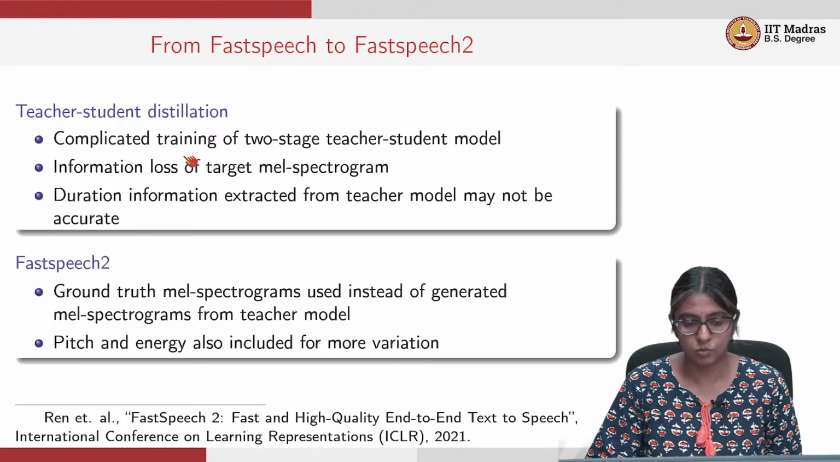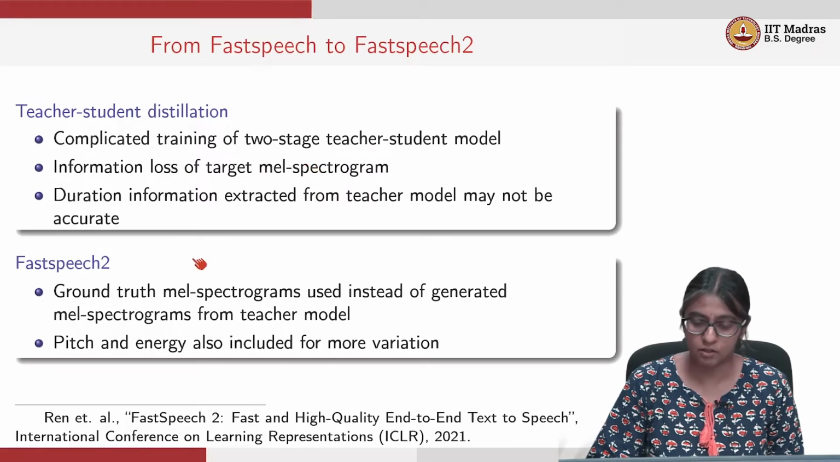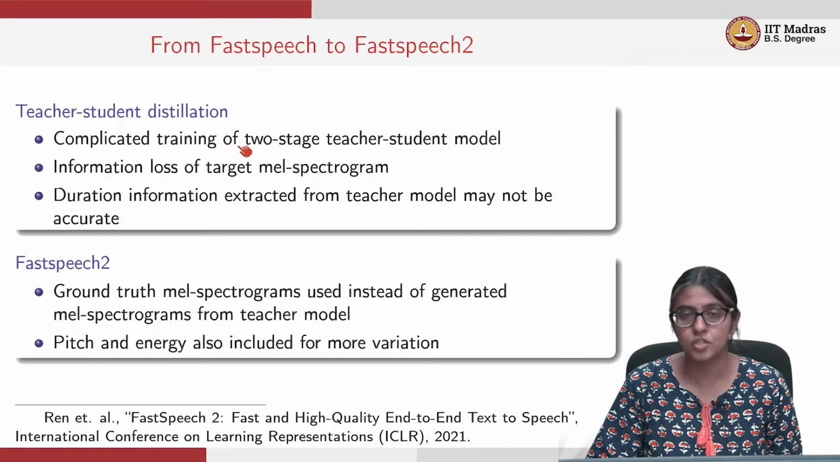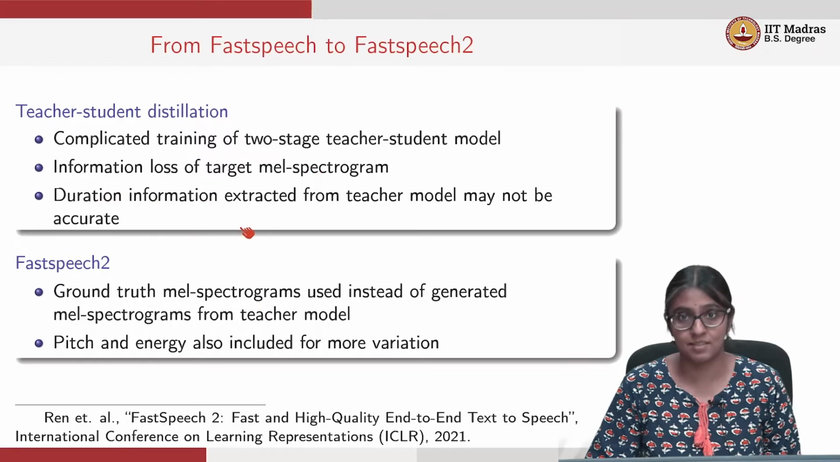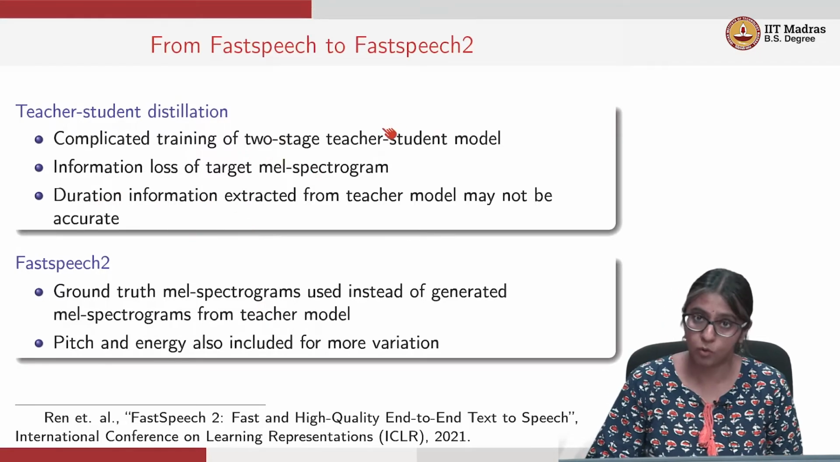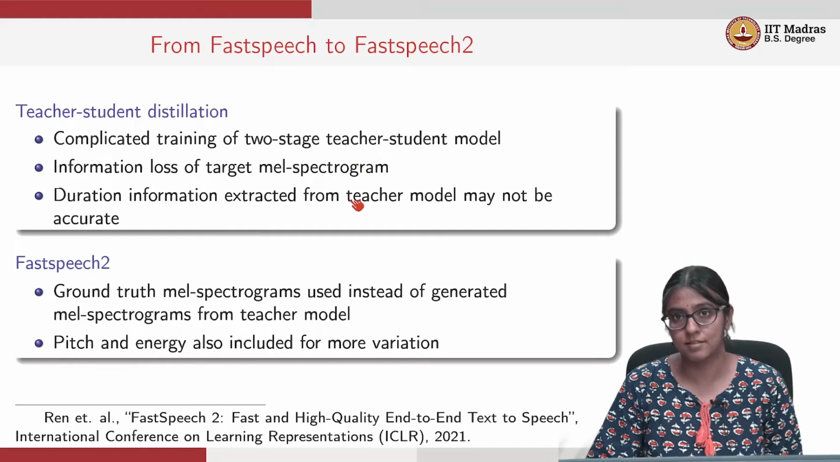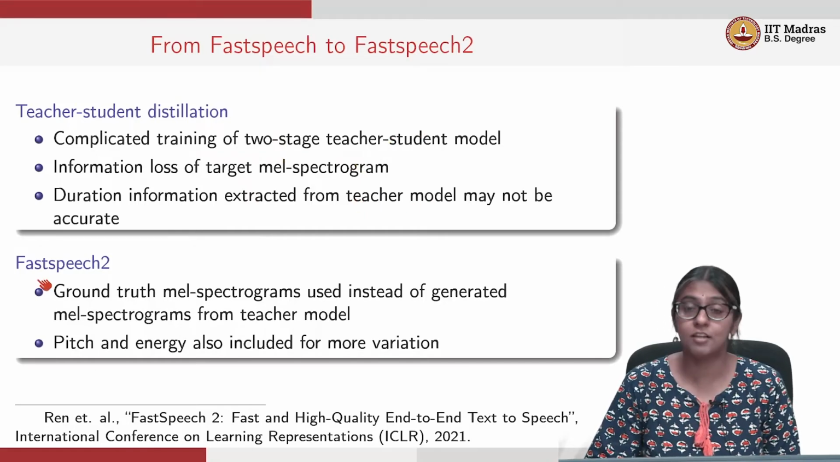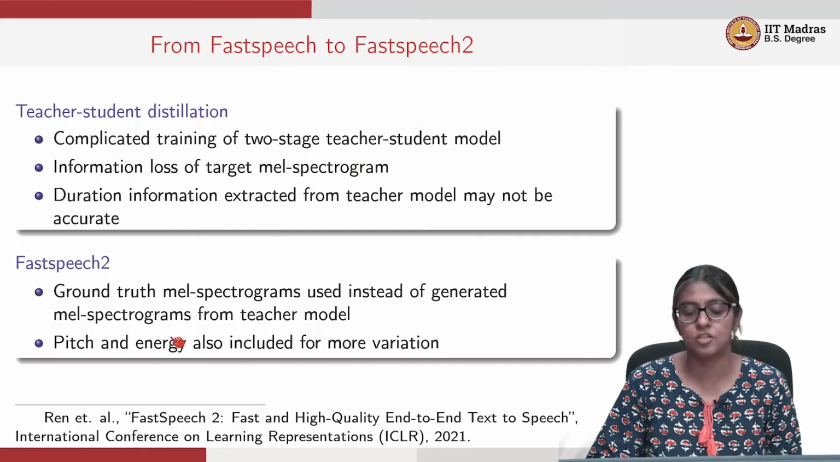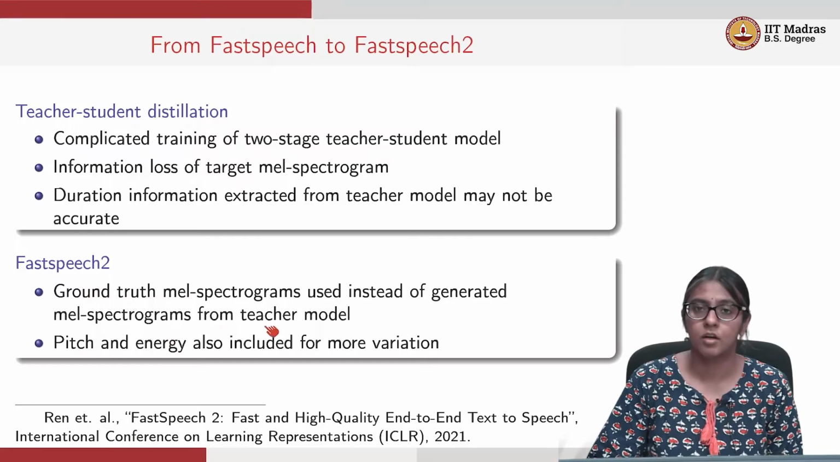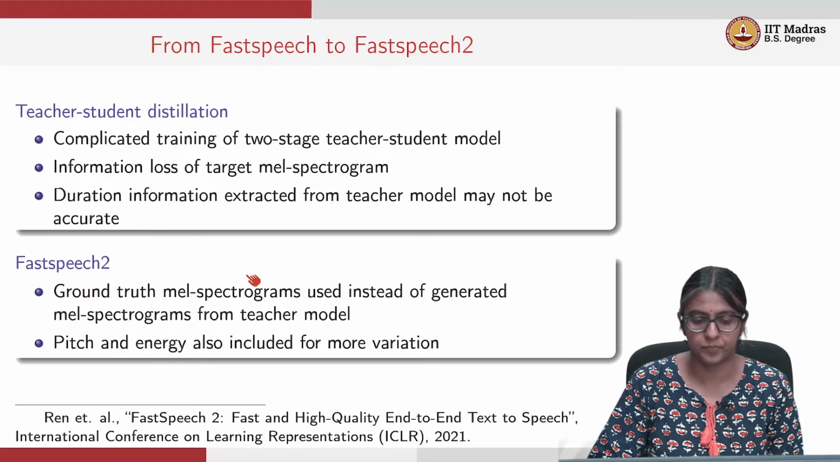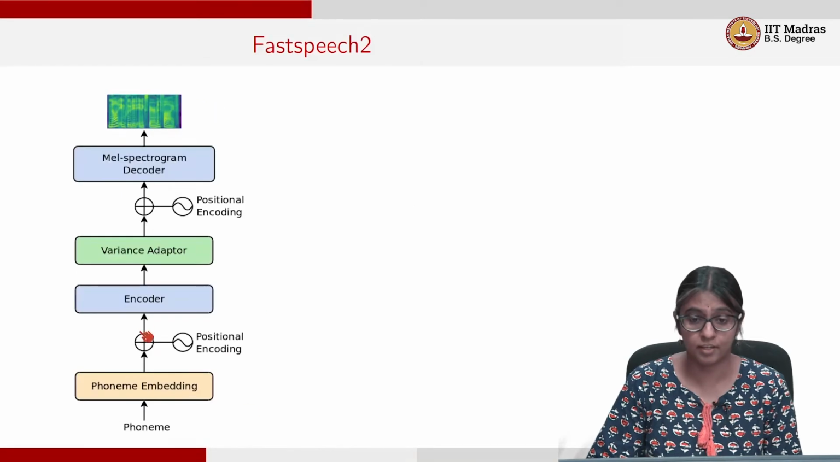Instead of using the target MEL spectrograms generated by the teacher model, we use the ground truth MEL spectrograms. And the duration information is obtained from an external alignment. So you get rid of this teacher model, but of course there's the downside that you have to use an external alignment for this. And in addition to duration information, pitch and energy information are also included for producing more variation in the synthesized speech. So this is an architecture of FastSpeech 2.